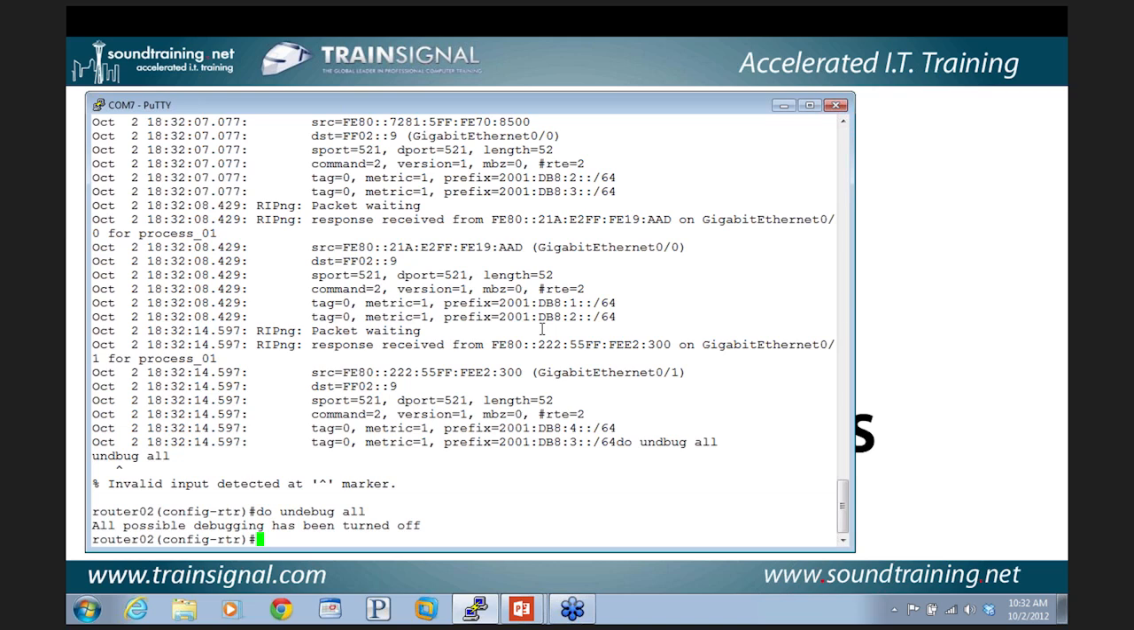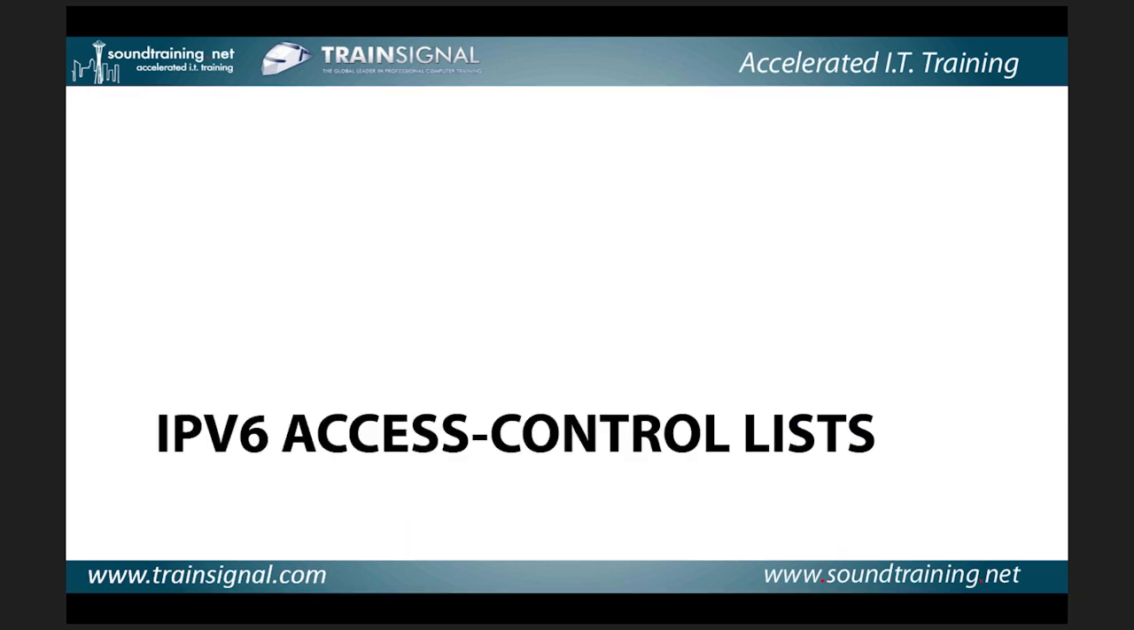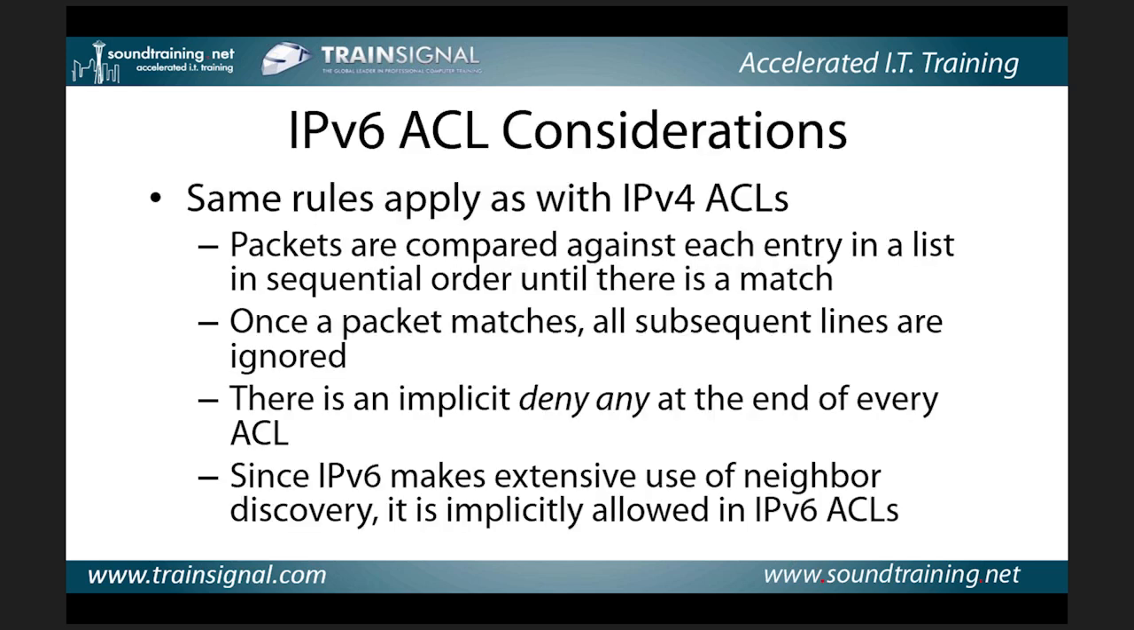Now, we told you we were going to talk about access control lists, and again, there's a lot of similarities between IPv4 access control lists and IPv6 access control lists. Same rules apply as with IPv4 ACLs. Packets are compared against each entry in a list in sequential order until there's a match. Once a packet matches, then all subsequent lines are ignored. There's an implicit deny any at the end of every ACL.